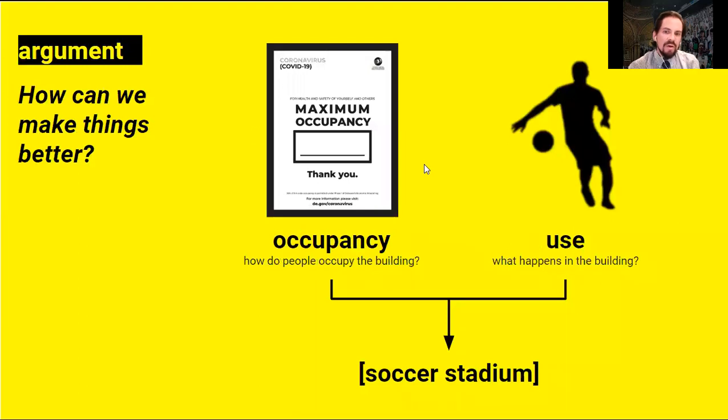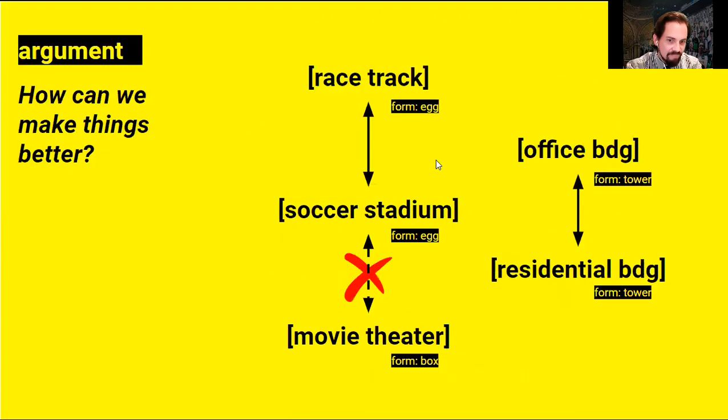What if instead of form, we used occupancy as the main category to understand buildings with? Let's take a look at what this would look like. This is a list of 5 different building types: our trusted soccer stadium, a racetrack, a movie theater, an office building, and a residential building.